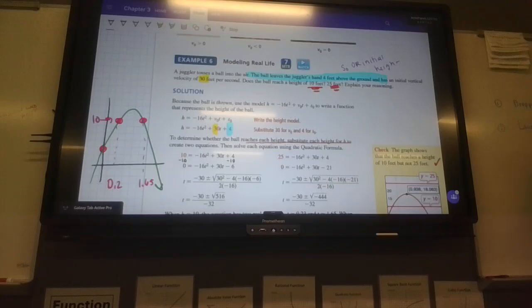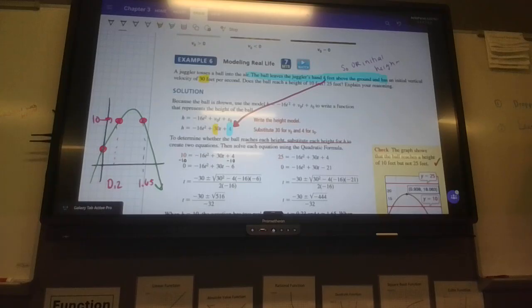Okay, so anyway, a juggler tosses a ball in the air. The ball leaves the juggler's hand 4 feet above the ground. So that 4 feet above the ground is going in the S0 spot. That's the initial height. The vertical velocity is 30 feet per second.